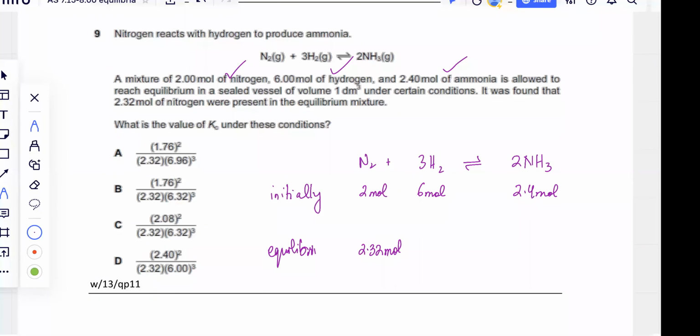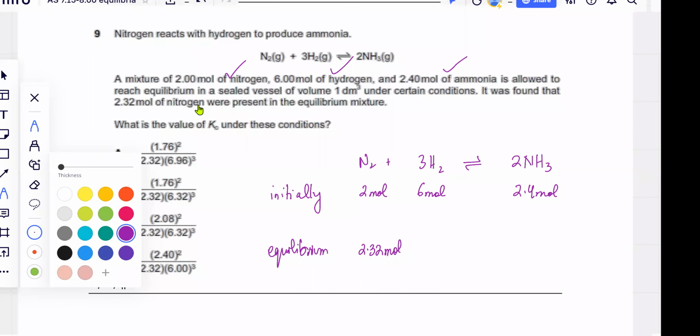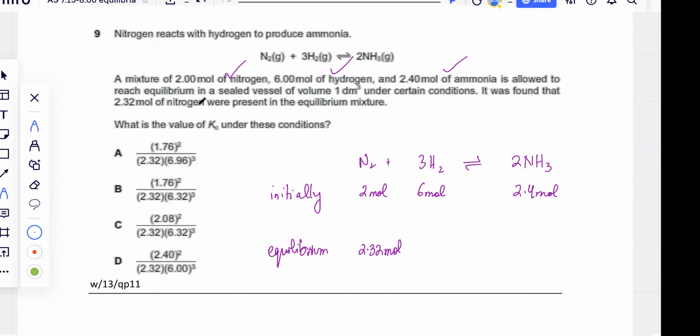So at equilibrium, you have 2.32 moles of nitrogen. That indicates that there's an extra 0.32 moles, because you started off with 2. Now we've got 2.32, so an extra 0.32 moles got produced. So there must be some more backward reaction happening to give you an extra 0.32 moles. So what would be the moles of H2 that are going to be produced?